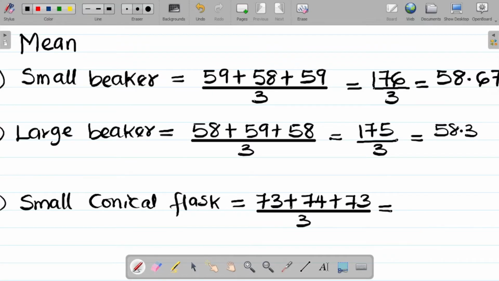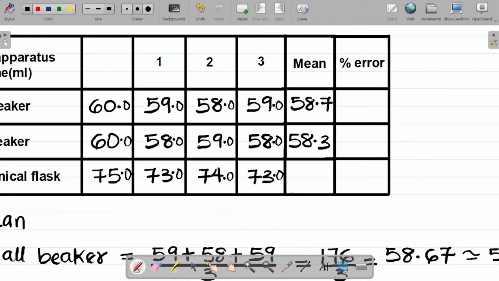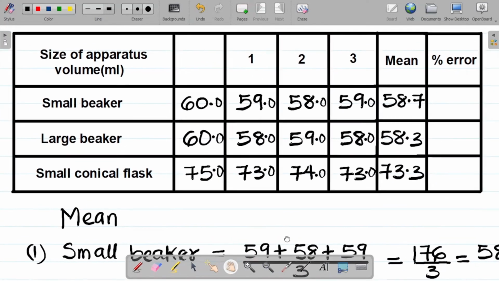And that's equal to, so what do I get there? 73 plus 74 plus 73 is equal to 220. That gives us 220 all over 3. And if you punch 220 over 3, that gives us 73.3 in one decimal place. So that's our result, 73.3. Let's come back here and put in the value for the mean as 73.3. So with this, we have successfully calculated the mean for each of them: the small beaker, the large beaker, and the small conical flask.